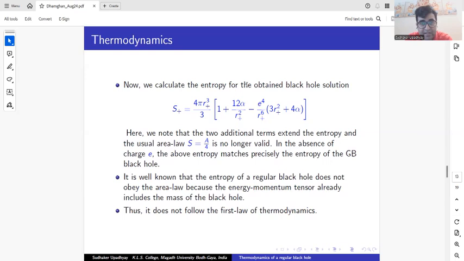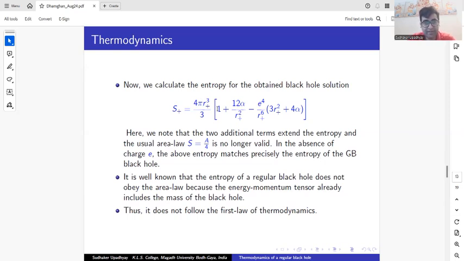So if you calculate the Wald entropy, we'll find this. Here you can see that this entropy does not follow the standard area law because there are two extra terms here and this non-zero term. And you can see that in the absence of charge, this entropy will correspond to the entropy of the GB black hole.